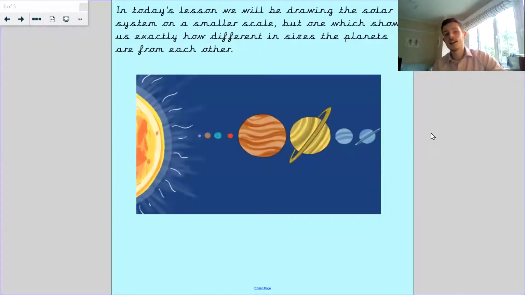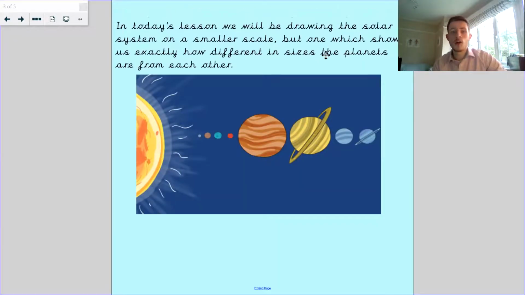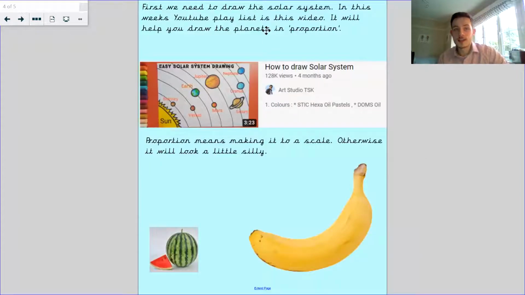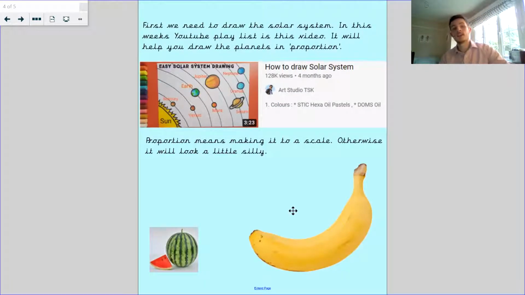So today's lesson is all about drawing the solar system on a smaller scale, one which shows exactly how different in sizes the planets are from each other. So first, what we need to do, let me just move this text down so you can see it. First, we need to draw the solar system.